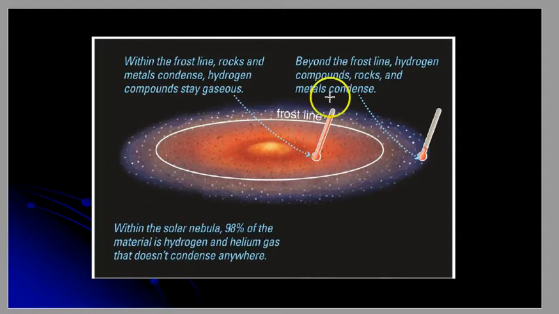We have this frost line, it's called, right? The frost line. Beyond the frost line, hydrogen compounds, rocks, and metals condense. Inside the frost line, rocks and metals condense. Hydrogen and other compounds stay gaseous. Right? So we can't have this big collection of helium gas around the planet Earth because it's just too hot. Right? It's just too hot.